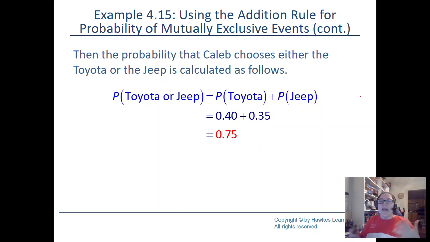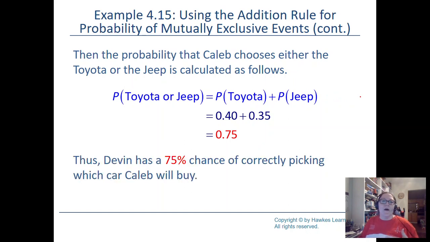Okay, so when I add them together, we basically can figure out that Devin has a chance of 75% of correctly guessing what car Caleb is going to pick if he chooses between a Toyota or a Jeep. Okay, now guys, do remember when we think of mutually exclusive events, there are other ways. So you've got things like this where you have to kind of critically think, but there's some that you should just know off the top of your head.